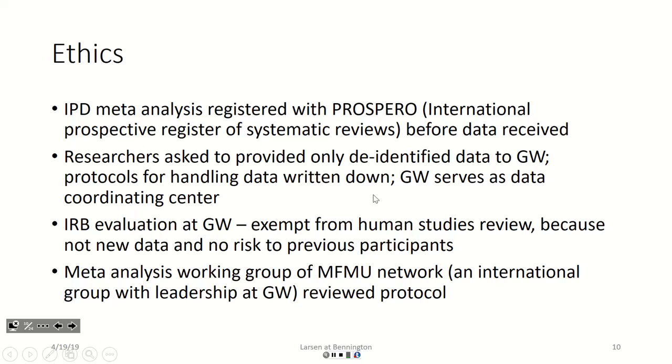right? So we got de-identified data. There were protocols. The GW has a data coordinating center, so it has secure web environments, secure computing, locks on the doors. They ask about all this stuff, right? Is the computer center inside the research center locked? Yep. It's locked. There's an off-site storage in case of catastrophic accident or something.